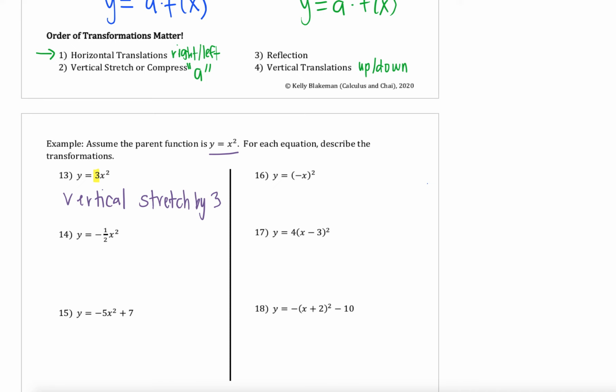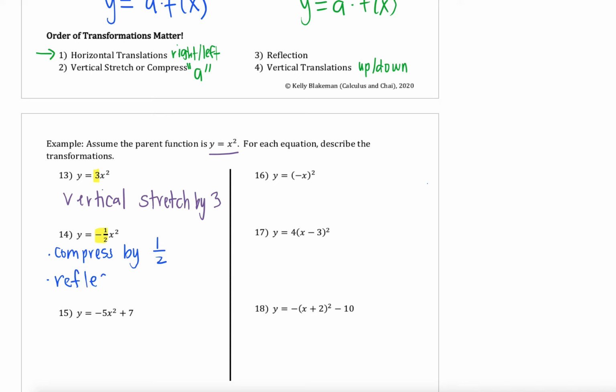Let's look at our next example. So we have -1/2 x squared. X squared again is our parent function, so the numbers that are being multiplied in front are all the extra stuff. In this case, we actually have two transformations though. The negative sign and the 1/2 itself are providing two different transformations. Let's start with the 1/2. In this case, that 1/2 is going to be a vertical compress by 1/2 since that value is less than 1. The negative sign is a reflection.